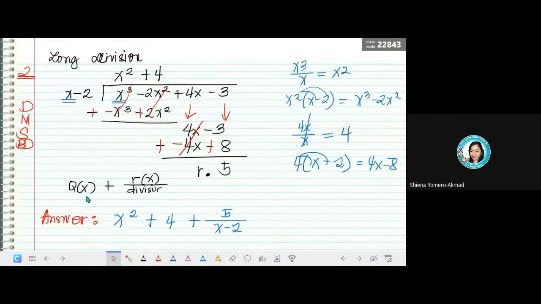So possible pala na if you use long division, or not just long division, ganun din synthetic. Possible pala na kapag nag-divide tayo ng polynomials, meron pa rin tayong remainder. So katulad nung ginagawa na ninyo when you were in elementary, pag nag-divide kayo, may mga remainder, di ba?